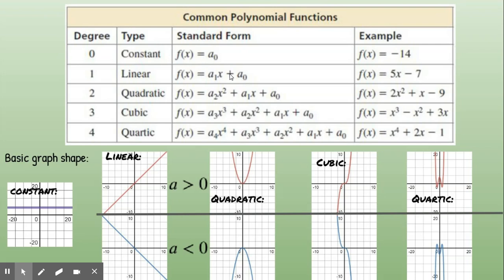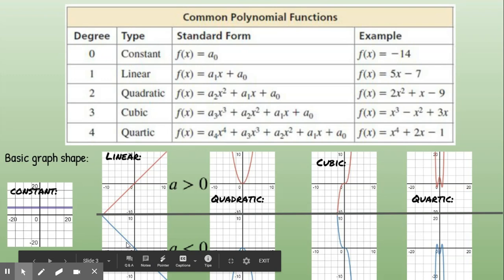In standard form polynomial world, it looks like a sub 1 x plus a sub 0. Or like we had this example, 5x minus 7. Those are linear functions, lines on the diagonal. Whether it's positive or negative just depends on the leading coefficient.